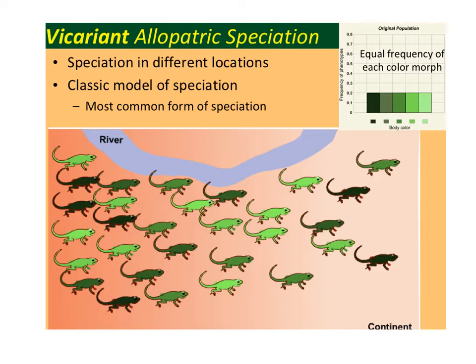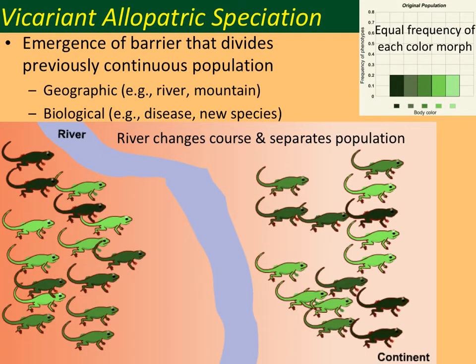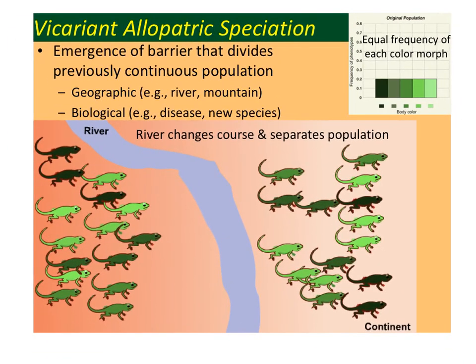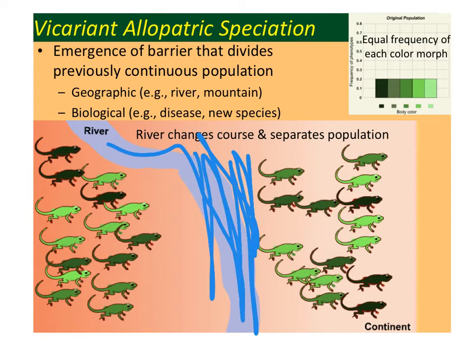Okay. Now, what happens? A barrier. The river changes course and, of course, separates these populations, and they don't swim, and they're now isolated. Okay. So we still start out with the same sort of frequency. We're going to say that this river changes course, and overnight there's two separate populations, but it could take some time.